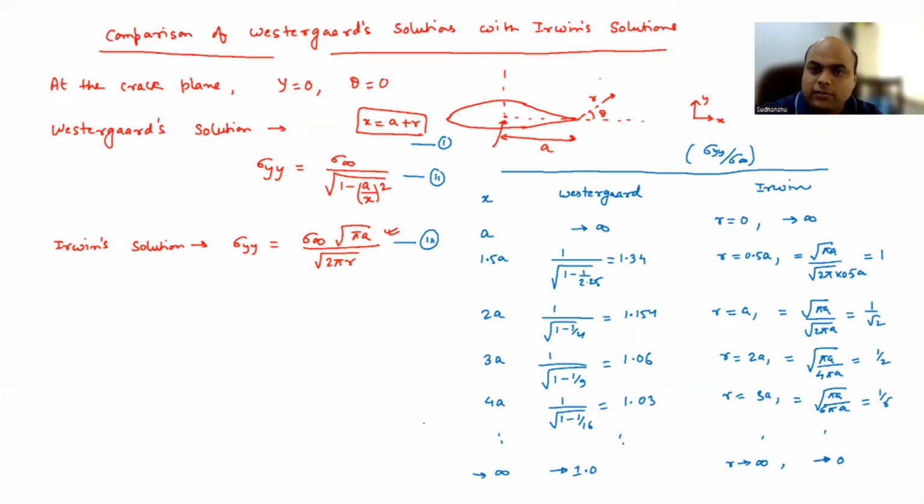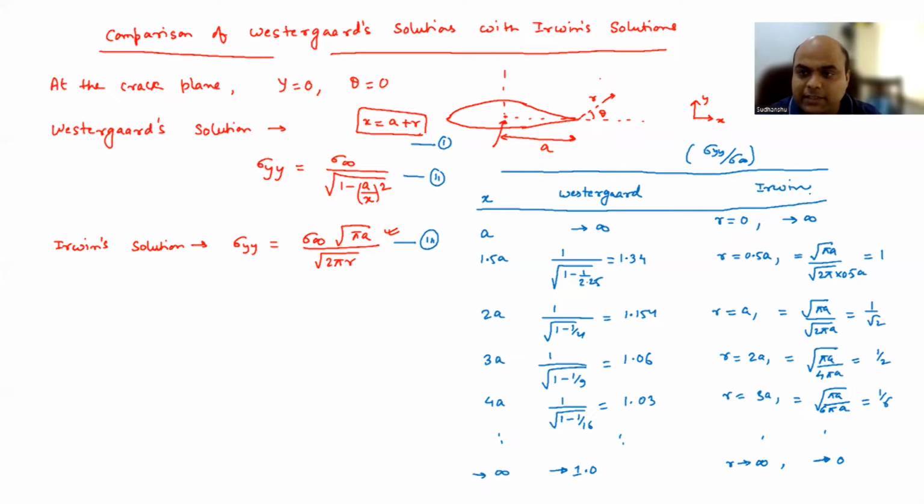So now compare the values given by Westergaard and Irwin. At the crack tip, where x is equal to a and r equal to 0, you are going to get infinite stress. Both are okay. If you go on increasing the value of x and correspondingly r, you are going to see decreasing values in both the cases. But remember, the decrease in the stress provided by Irwin is much, much higher than the Westergaard. That is observation number 1.